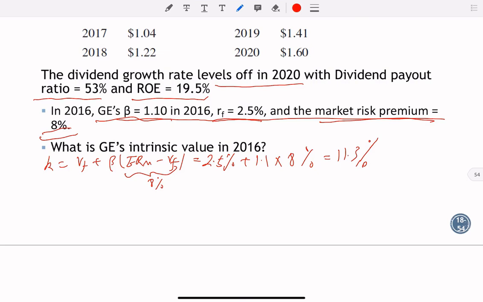If you have not learned about CAPM, for now you could just memorize this formula, because in the future we will actually cover CAPM in this class. So you're safe if you want to save some time. What you need to do is just memorize this formula.